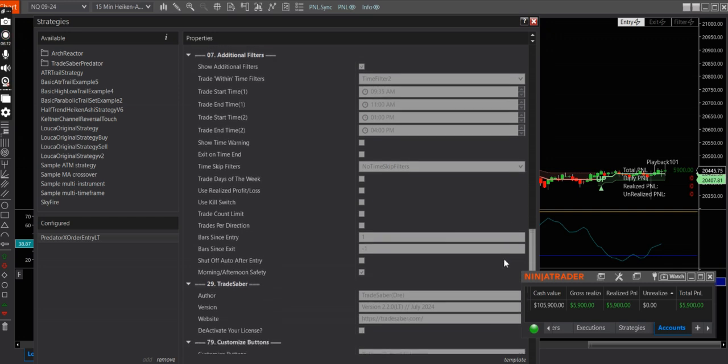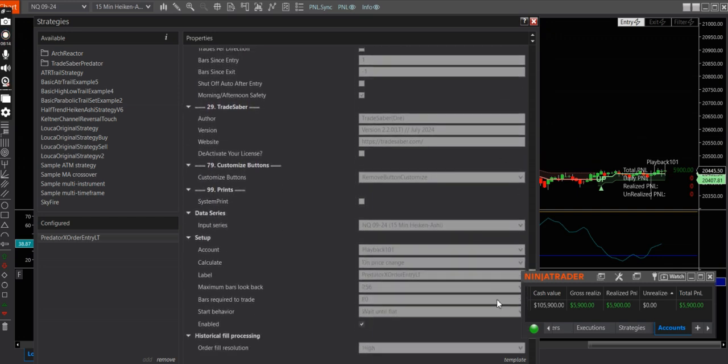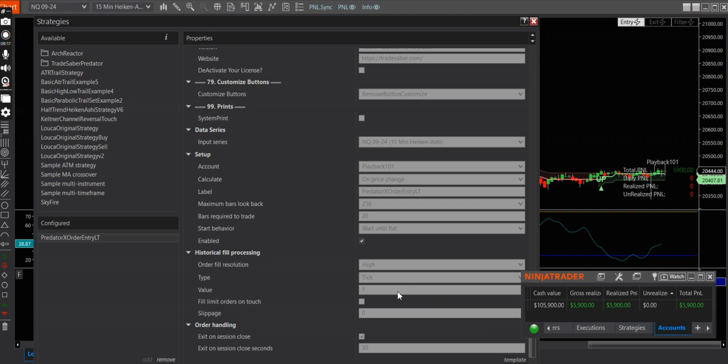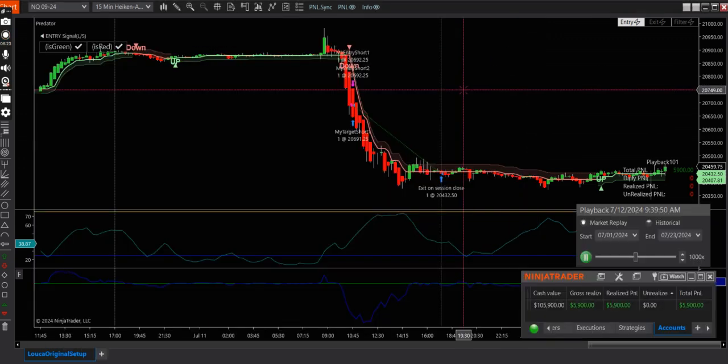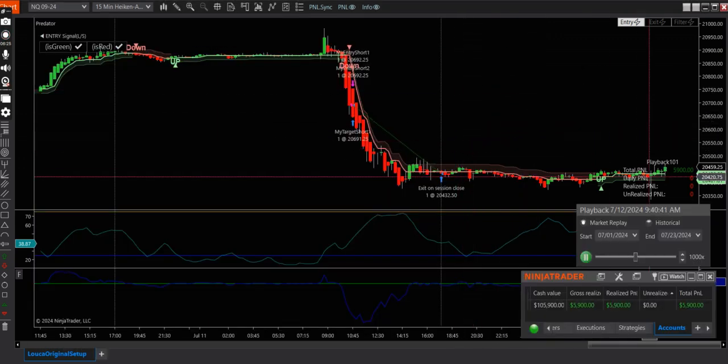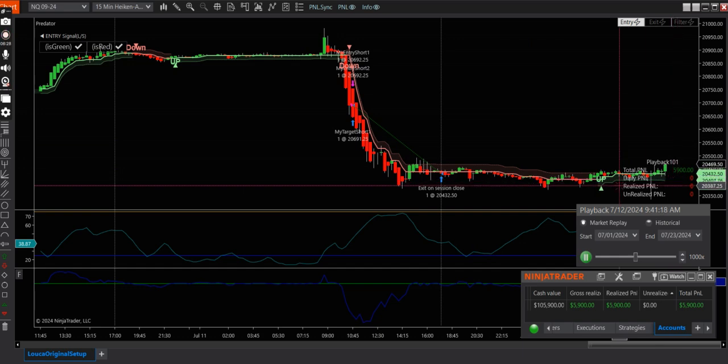Let's see what else really quickly. Also have the high resolution turned on, and the order fill high resolution turned on. And that's basically it for the ATM. So right now I'm up $5,900, which is pretty good.